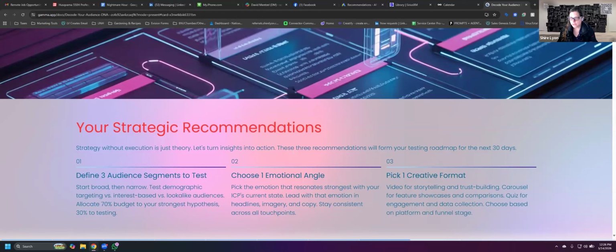So now you take all of the things that you've worked on in the workbook, and for the next 30 days, the best way to get started is start with one audience to define. Start with an audience to test, you can choose probably up to about three, depending on how much time you have. Start with something broad, and then get a little narrower as you're testing.